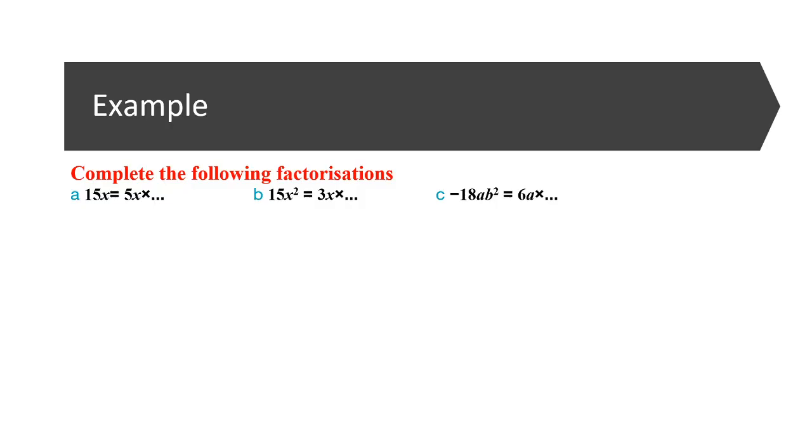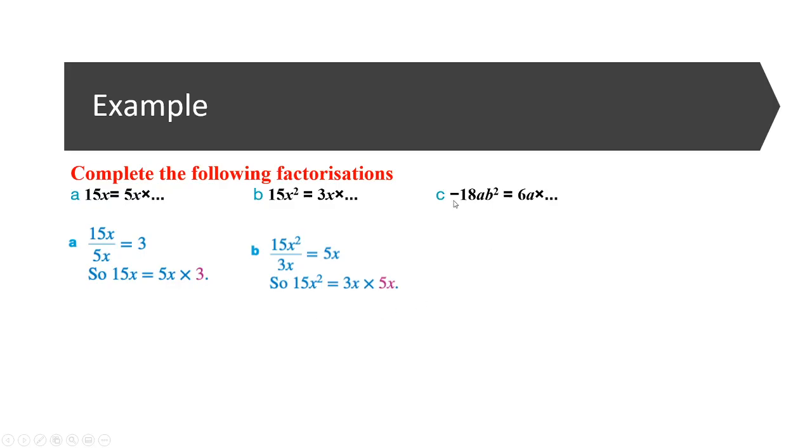So we look at 15x. We've already got one factor here, the 5x, we just need to work out the other number. If we do our division, 15x divided by 5x equals 3, so the other number has to be 3. Likewise, 15x squared divided by 3x: 15 divided by 3 is 5, x squared divided by x is just x, so the factor that's left is 5x.